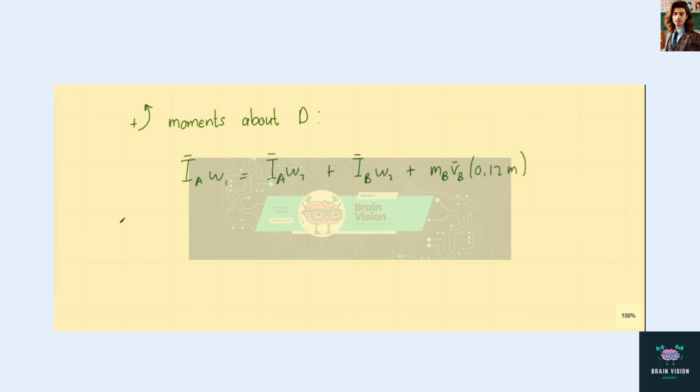So we can substitute some values into this equation. We've calculated I bar A and I bar B. So this is 0.153125, that's kg meter squared, we'll just suppress the units for now, times omega 1, is equal to 0.153125 times omega 2, plus 9.6 times 10 to the minus 3, which is I bar B, multiplied by omega 2, plus the mass of the disk, which is 3 kgs, into v_B, which is 0.12 times omega 2, times 0.12 meters, squared, times omega 2.